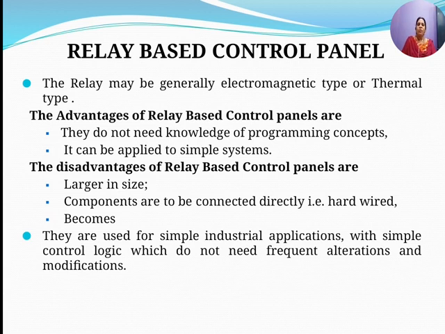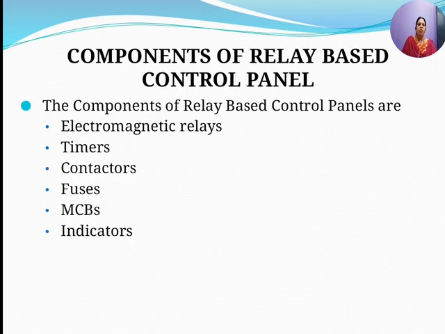So this is about relay-based control logic. Then, what are the components of relay-based control panels? The components of the relay-based control panels are electromagnetic relays, timers, contactors, fuses, MCBs, and indicators. So these are the different components of a relay-based control panel.